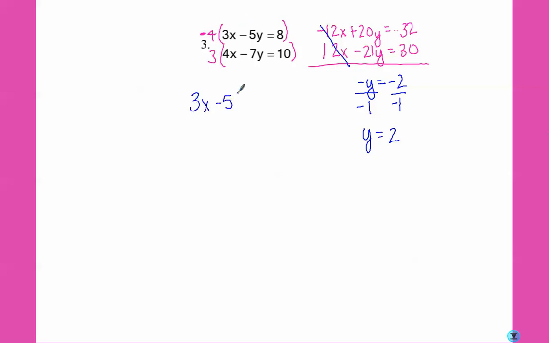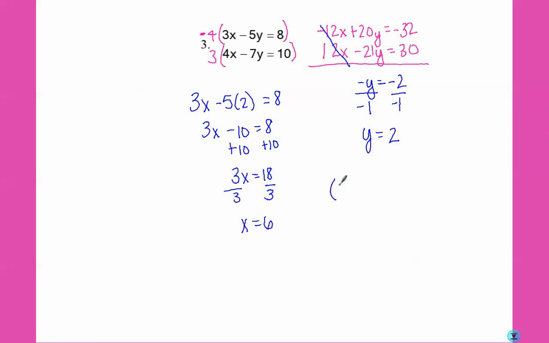3x minus 5 times 2 equals 8. 3x minus 10 equals 8. Add 10 to both sides. 3x equals 18. Divide both sides by 3, and x equals 6. So my solution is 6, 2.